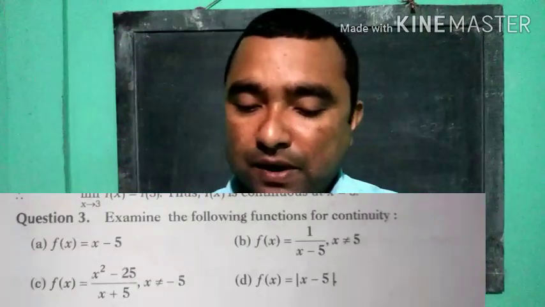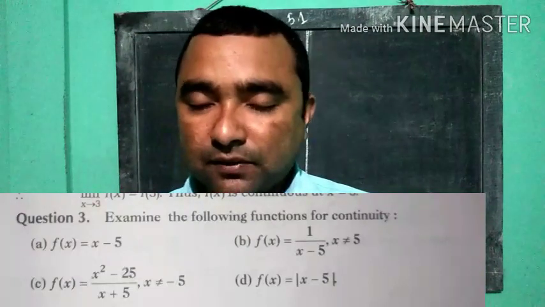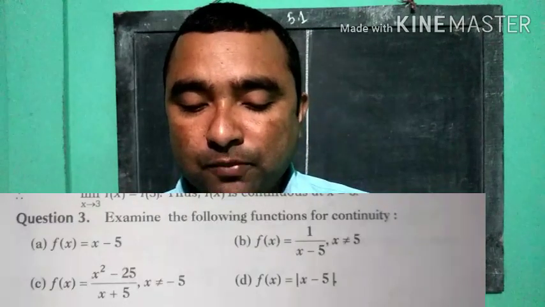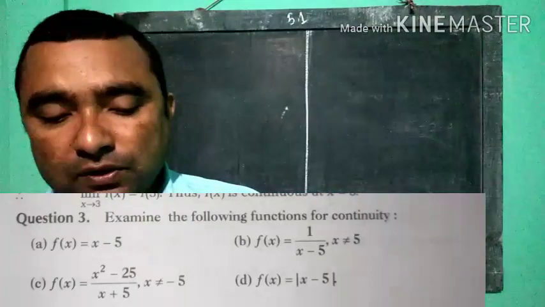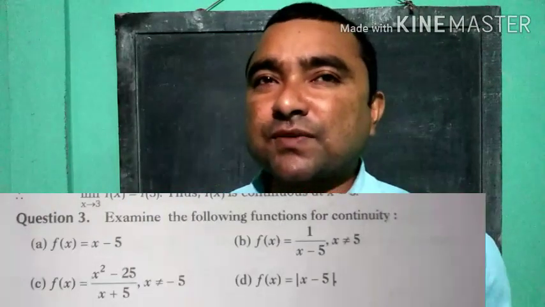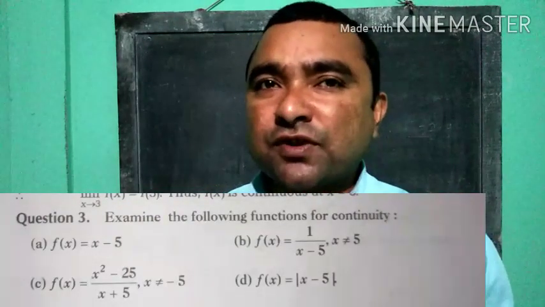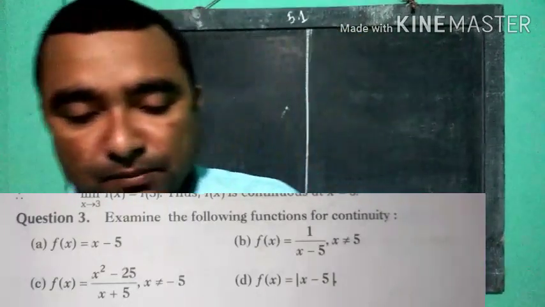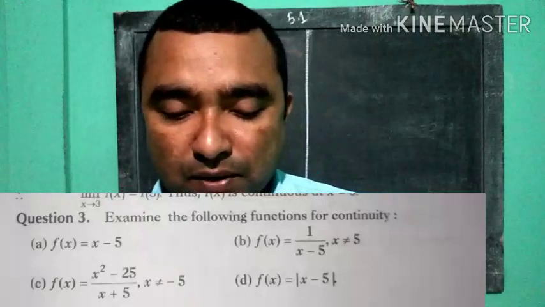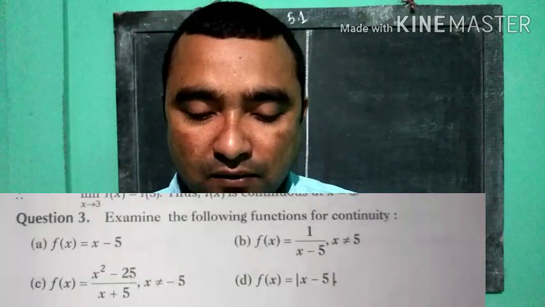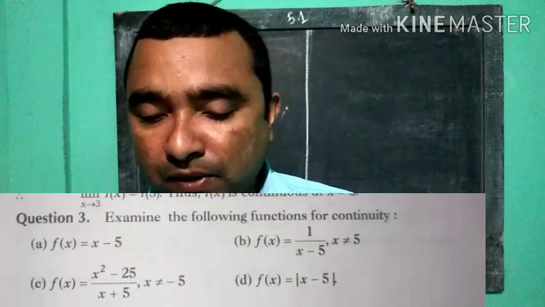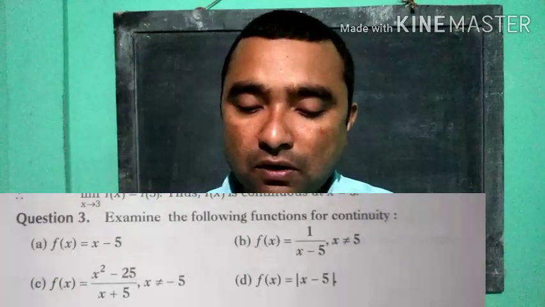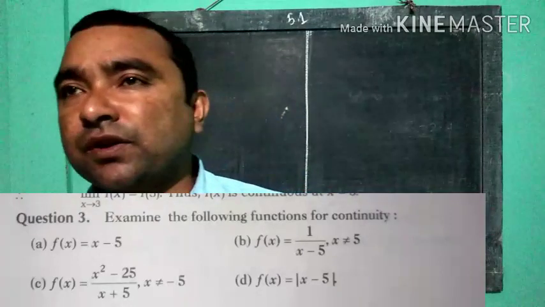In property 2 we have that every polynomial function is continuous. So f(x) equal to x − 5 is a polynomial function, so it is a continuous function. Okay. Part b: f(x) equal to 1 by (x − 5) is a quotient of two polynomial functions. So f(x) is continuous for all values of x provided x is not equal to 5.